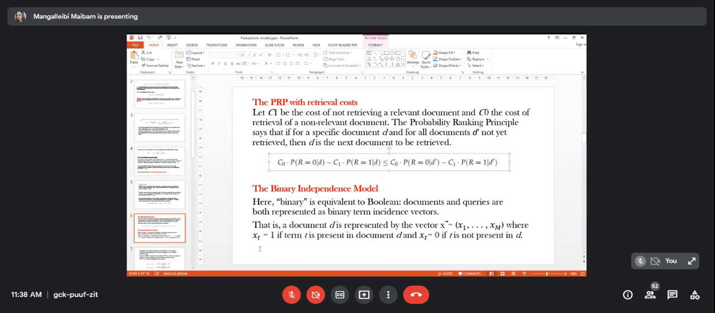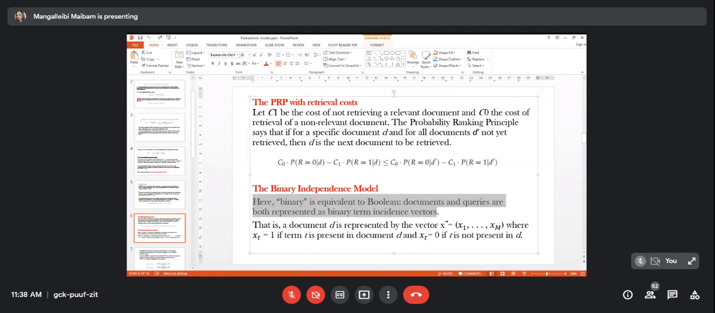Next one is the binary independence model. Binary, as you know, will have two numbers, mostly 0 and 1. When I say binary, it also means Boolean. So binary is equivalent to Boolean. Documents and queries are both represented as binary term incidence vectors. This is already done in your Boolean retrieval model, where we know the Boolean representation and construction of the binary term incidence matrix.